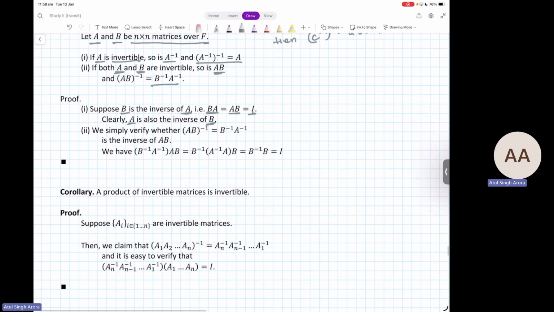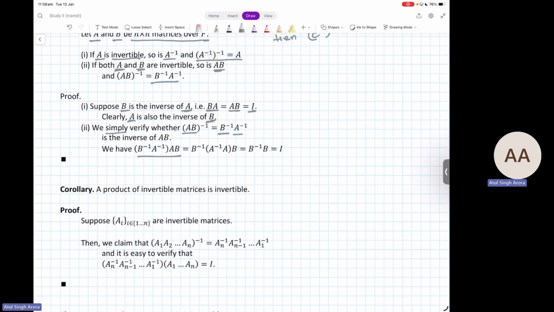Okay. So that was the first step. The second one is we simply want to verify whether AB inverse is B inverse times A inverse. So this we can just do by a direct calculation. You multiply and you're going to see that from the associativity of multiplication, you can get the answers. It's very straightforward, nothing very complicated. Everything okay so far?